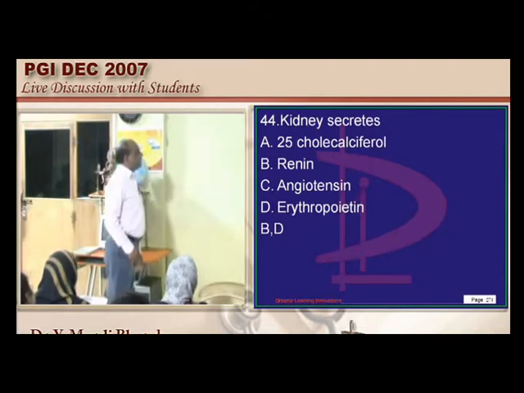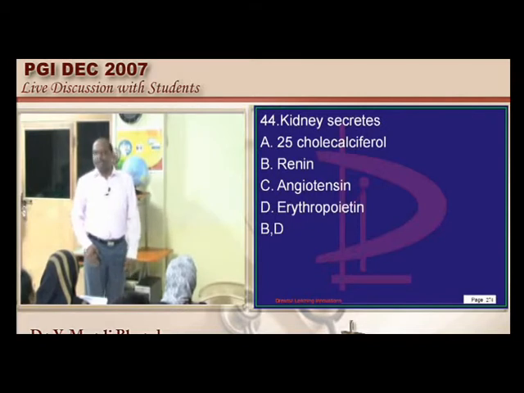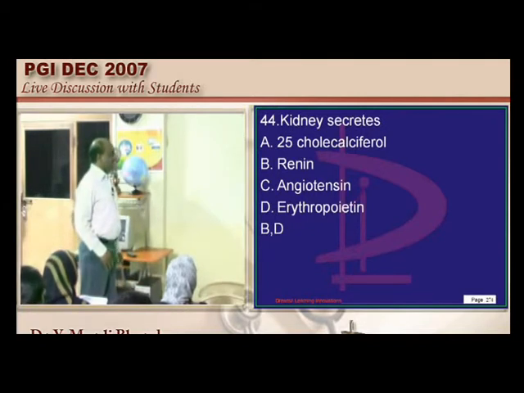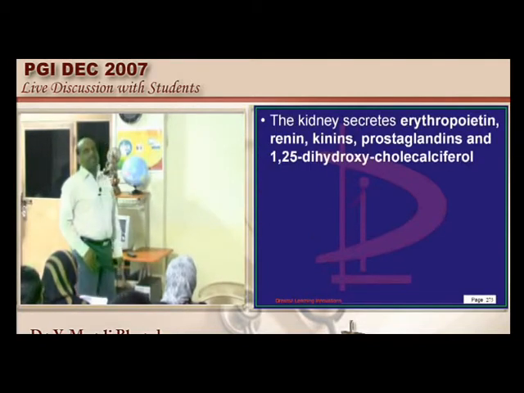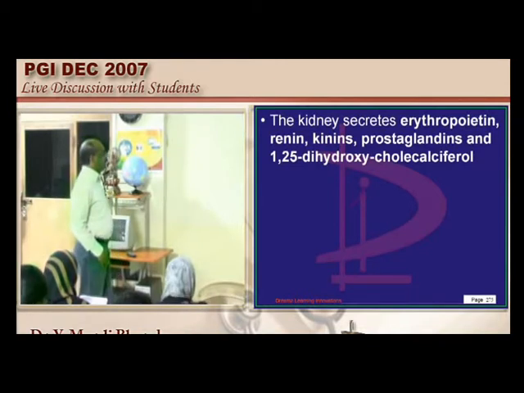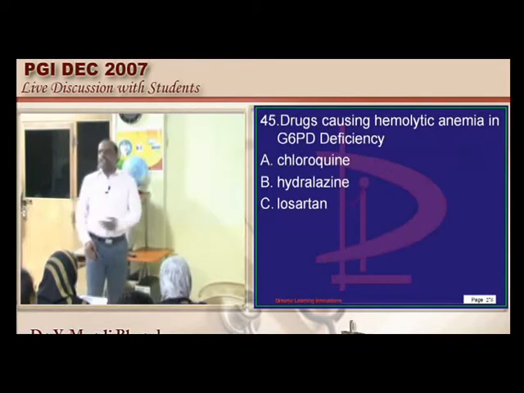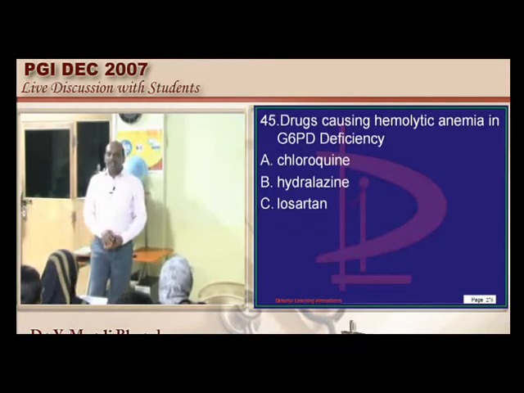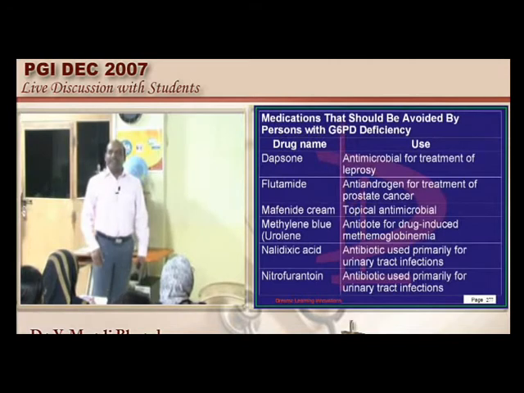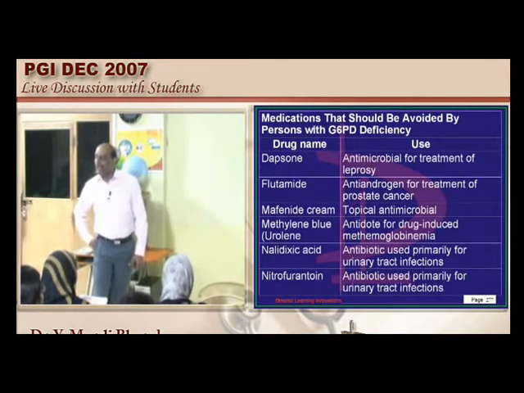Now, what are the important things produced by the kidney, doctor? Erythropoietin, renin, kinins, prostaglandins, 1,25 dihydroxycholecalciferol. They are the ones which are typically produced by the kidney. Hemolytic anemia, G6PD deficiency. Another, what is the traditional question? Without that you feel, did I come to an Indian entrance exam hall or not?